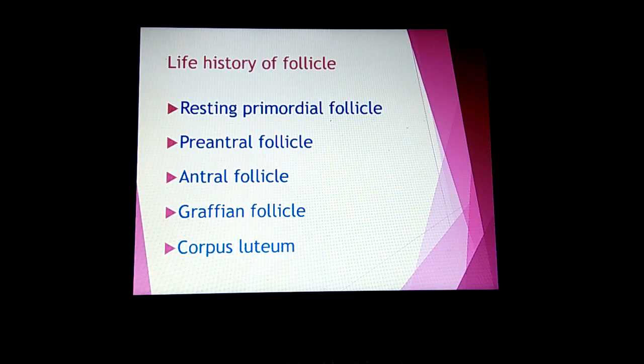Coming to the life history of a follicle, how it proceeds, we start with the resting primordial follicle. When the primordial follicle goes under development, it proceeds to the pre-antral follicle. The pre-antral follicle further develops into the antral follicle, and the antral follicle develops into the Graafian follicle. This Graafian follicle is the mature follicle which will finally ovulate, and post ovulation the follicle forms the corpus luteum.